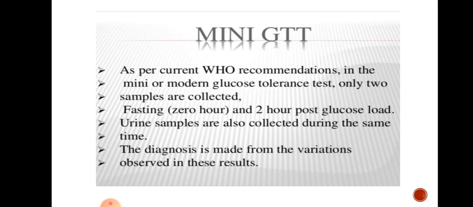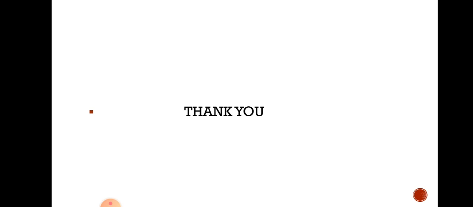So this is all about the glucose tolerance test, oral GTT, what its indications and contraindications are, what the procedures for oral GTT are and what the results are, right? Then we take IV GTT specifically for malabsorption syndrome, and mini GTT is done when only two samples are taken, right? This is the glucose tolerance test. Thank you.